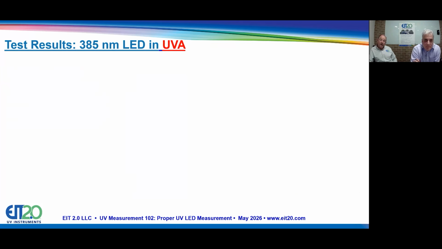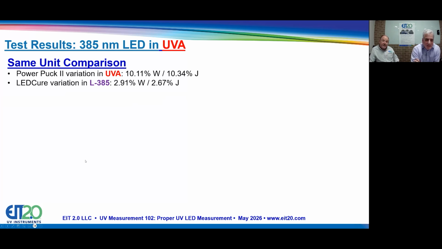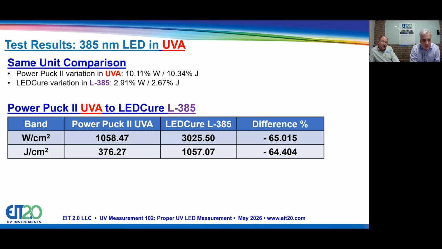How about 385, Jim? At 385, we looked at both the A as in Apple and the V as in Victor. Here's where things start to get a little interesting. The variation LED to LED, we only saw 2 to 3%, whereas in the A band we started to see 10% variation puck to puck. When everything was put together, we're looking at a 65% difference, where the power puck in the A band grossly underreported the values.